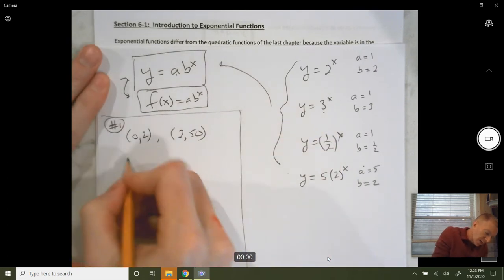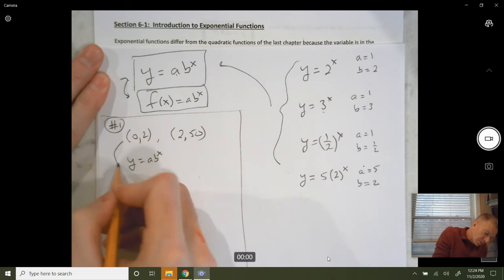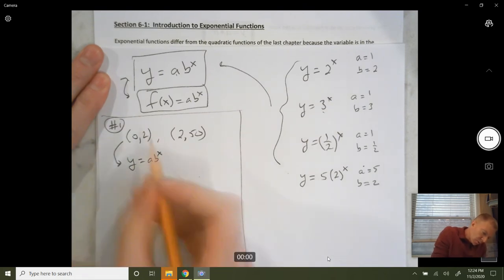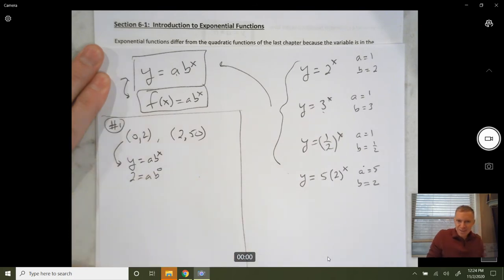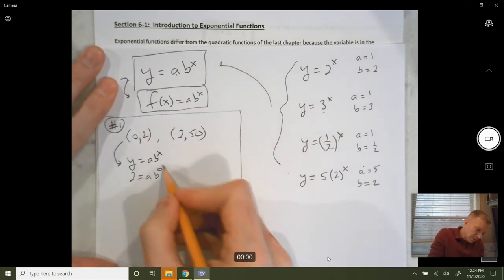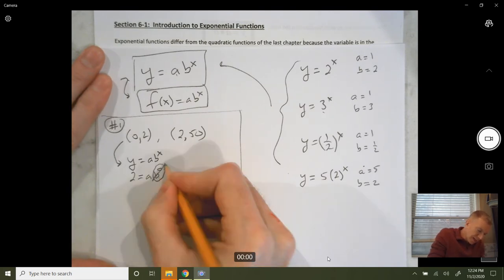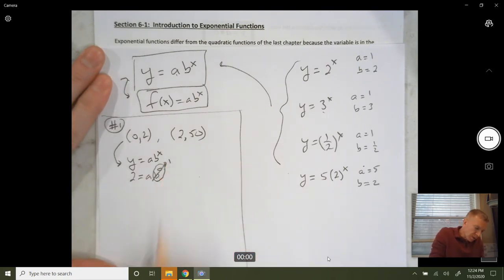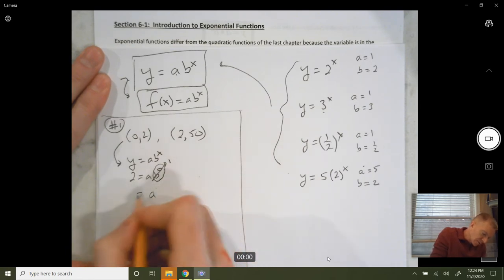So you've got y equals a times b to the x. Let's plug in the first ordered pair: 2 for y equals a times b to the 0. Now something really nice happens here. Anything to the 0 is going to be 1. So that kind of goes away, because it's just 1, and 1 times a is just a. So a is equal to 2.